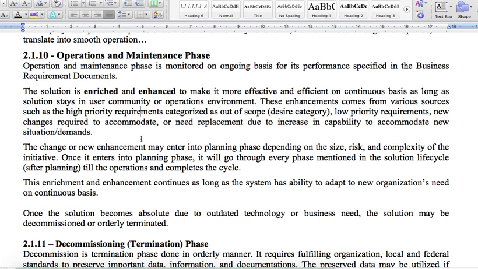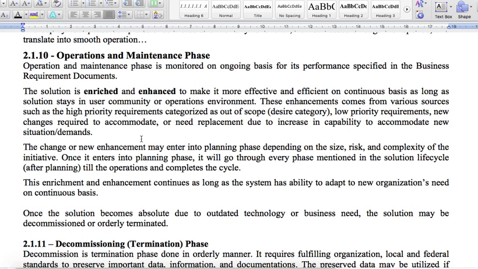The operation and maintenance phase is monitored on an ongoing basis for the solution's performance specified in the business requirement document. At a later stage, you may come across limitations in the solution, or the organization may have limitations. The solution may have more features and functionalities, or some features or functionalities were not taken in the first phase, or they were not part of the baseline due to some prioritization issue or funding or timeline issue.